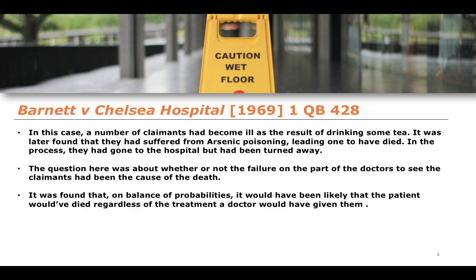It was found that on the balance of probabilities, and owing to the amount of arsenic that was consumed and the severity of the poisoning, it would have been very likely that the patient would have died regardless of treatment that a doctor had given them. So even if they had been hospitalized, a doctor would have seen them, even if the doctor would have known that it was arsenic poisoning and prescribed the relevant treatments, it was found, on the balance of probabilities, that they would have still probably died as a result of the consumption of this poison.